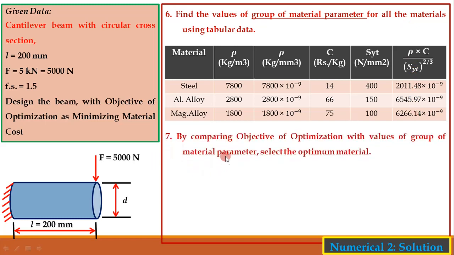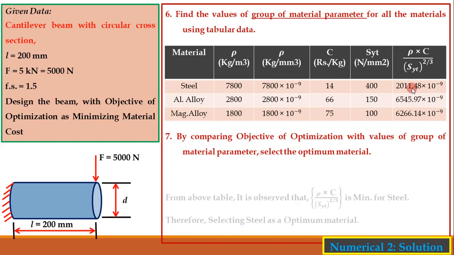After calculating this value of group of parameter for each material, next we have to go for the next step: by comparing objective of optimization with the values of group of material parameter, select the optimum material. As I explained earlier, the material cost will be minimum if this value of group of parameter is minimum. If we compare the value for these three materials, this value is minimum for steel, and thus steel is the optimum material for this design problem.